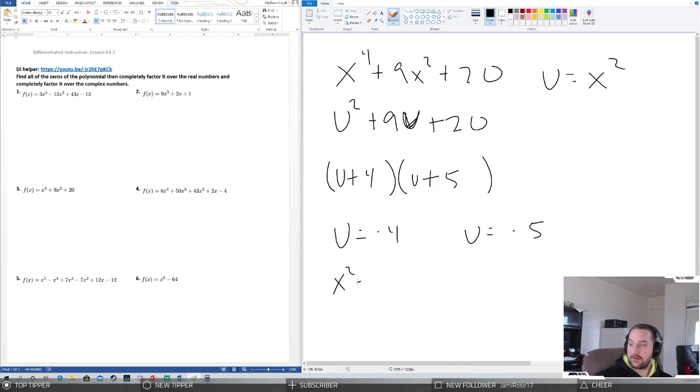So x squared equals negative 4. X squared equals negative 5. Square root both sides. And so you're going to get x equals plus or minus 2i. You're going to get x equals plus or minus root 5i.